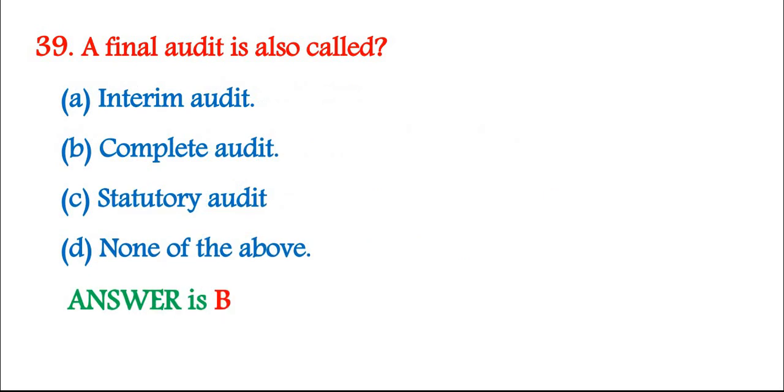39. A final audit is also called: A. Interim audit. B. Complete audit. C. Statutory audit. D. None of the above. Answer is B.